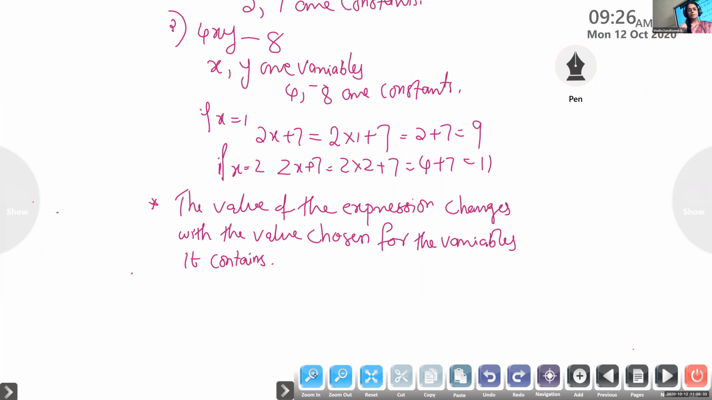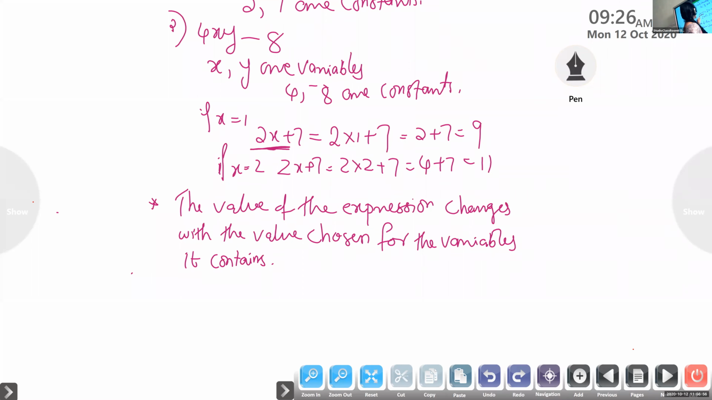An algebraic expression contains constants and variables. That is the first thing. Like 2x plus 7. Here x is a variable, 7 and 2 are constants. And the second point: whatever values we give to these variables, the value of the expression changes accordingly. See these two examples.